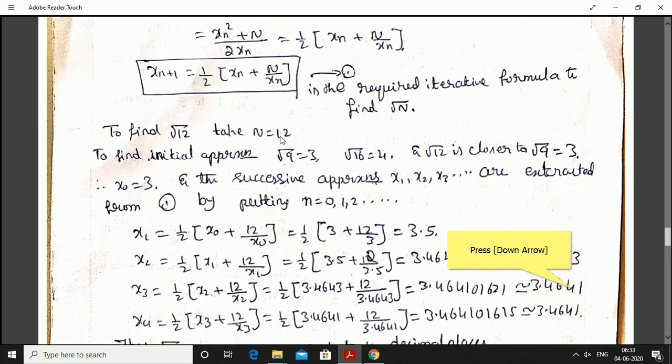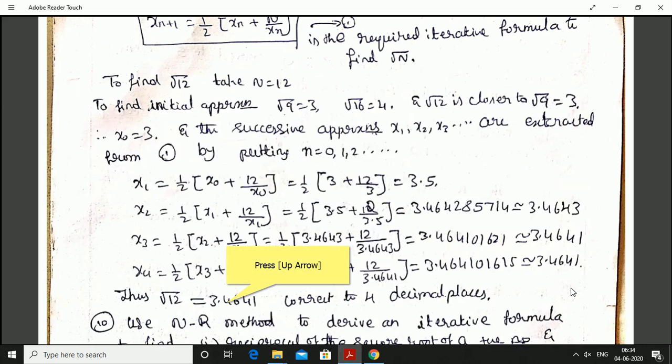They are not identical, x1 and x2, so find one more iteration. The third approximation to the root, x3 = 1/2 (x2 + 12/x2). Substitute the x2 value and simplify it. It comes out, corrected to 4 decimal places, as 3.4641. They are also not identical, x2 and x3 are not equal corrected to 4 decimal places, so compute one more iteration.